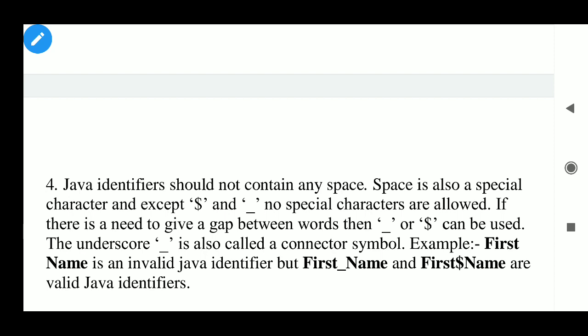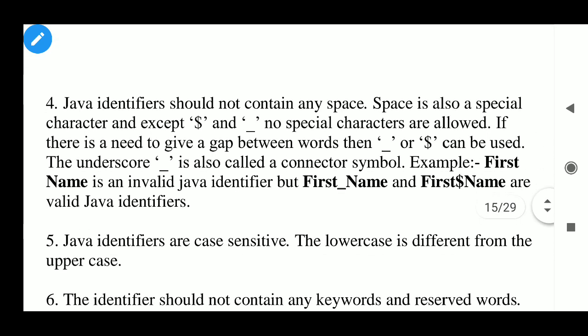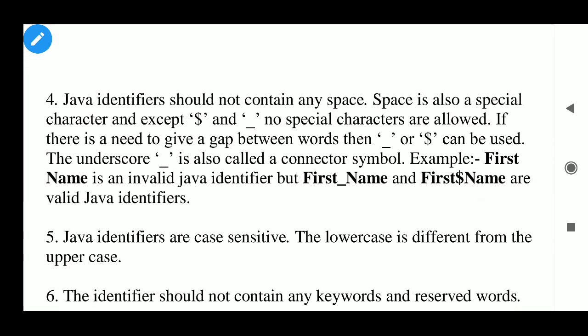If there is a need to give a gap between words, then use underscore or dollar. The underscore is also called a connector symbol. Example, "first name" is an invalid Java identifier, but first_name and first$name are valid Java identifiers. That means first, then space, then name is invalid, but first_name is valid.